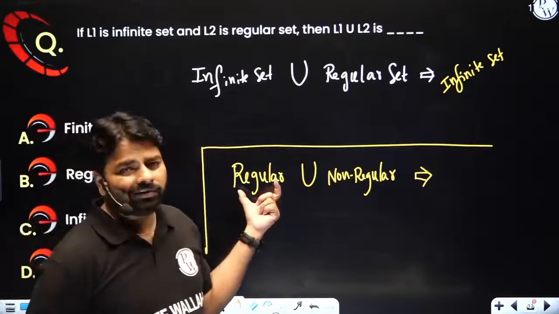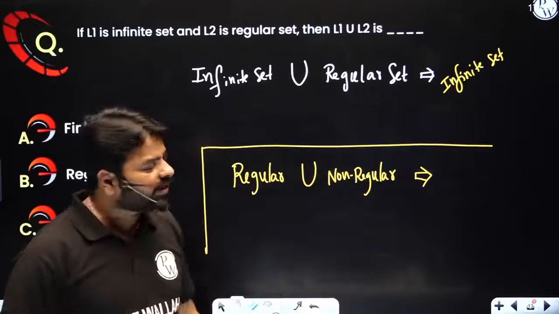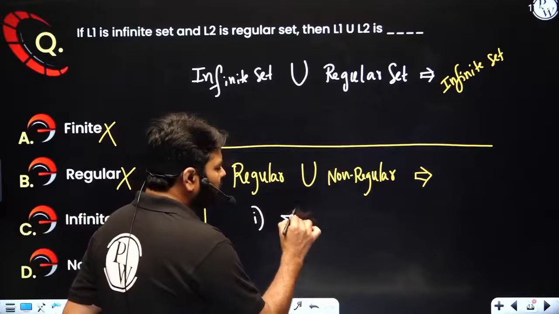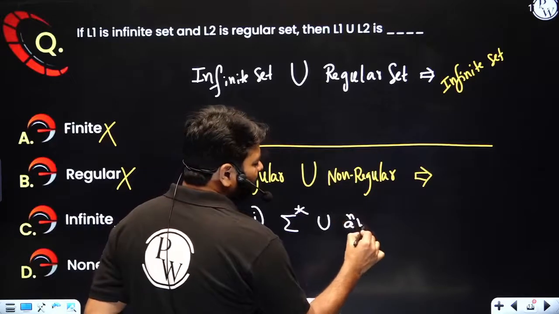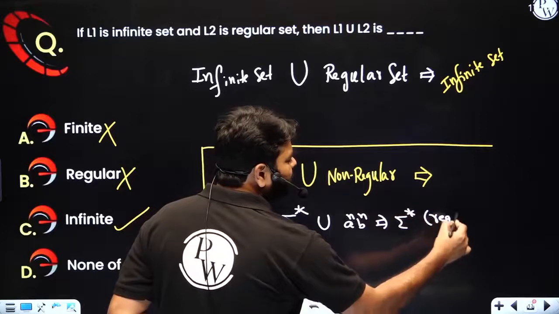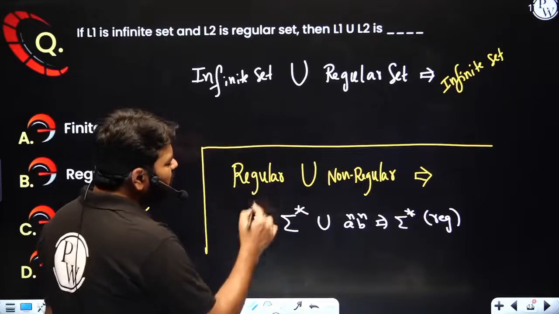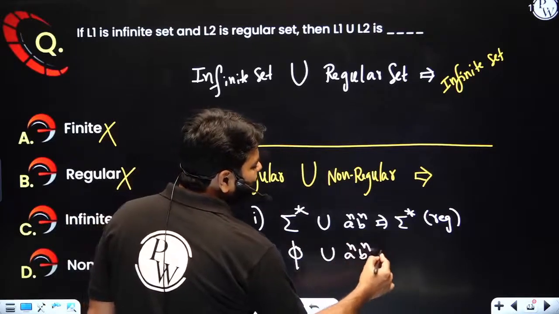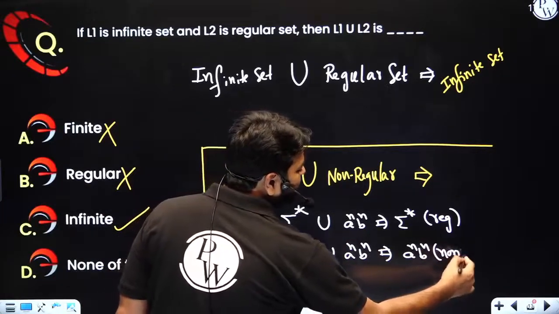Now this regular language doing the union with the non-regular, is it possible for the result to be regular in one case? Let's try with examples. Let's take sigma star, union with any non-regular language, say a^n b^n. The result is sigma star, which is regular. So in one case we got a regular result, but not always. It could also be that the regular language is the empty language, and the union with a^n b^n gives a^n b^n. I hope you got clarity on what I'm trying to say.